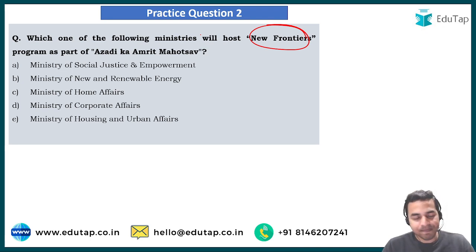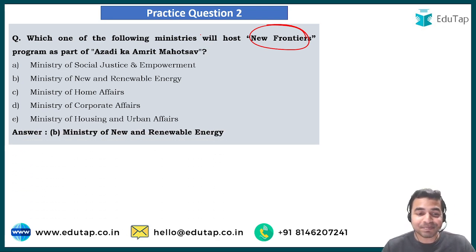So the options are Ministry of Social Justice and Empowerment, Ministry of New and Renewable Energy, Ministry of Home Affairs, Ministry of Corporate Affairs, or the Ministry of Housing and Urban Affairs. So this is one of the very basic questions that you must know. And apart from that, this is a very basic news article. And when we talk about the right answer, the Ministry of New and Renewable Energy is the ministry which is going to host the New Frontiers program, basically based on renewable energy, and this program will be hosted as a part of Azadi Ka Amrit Mahotsav.